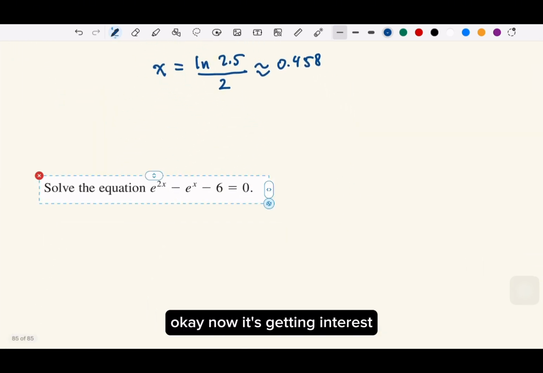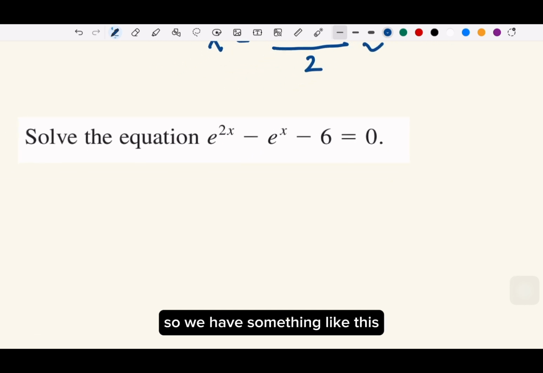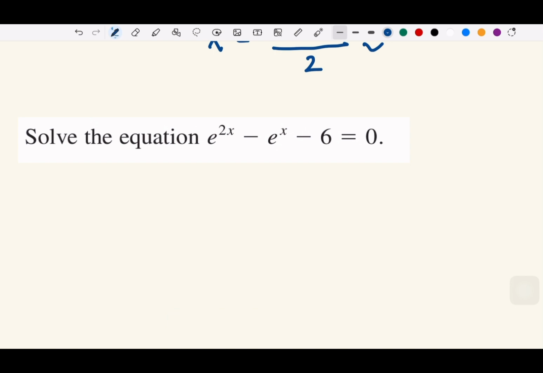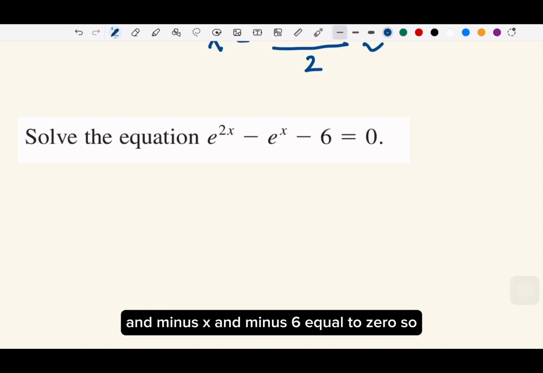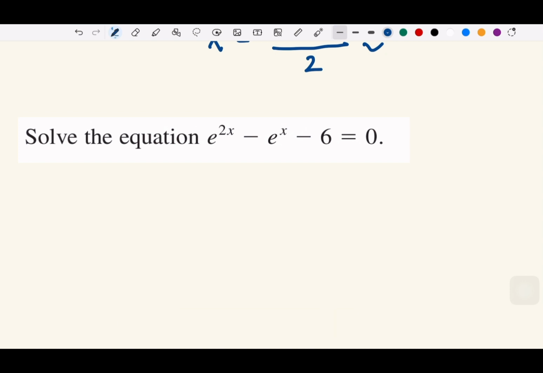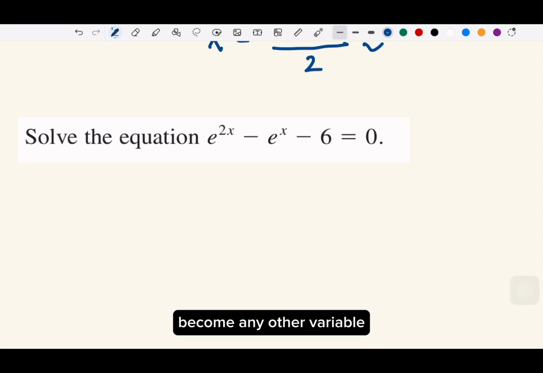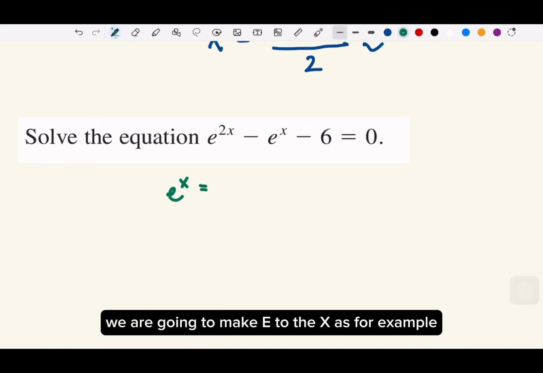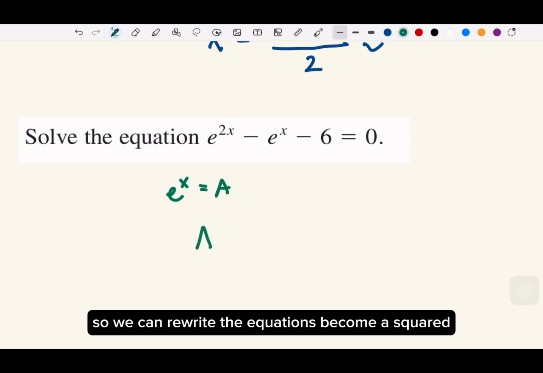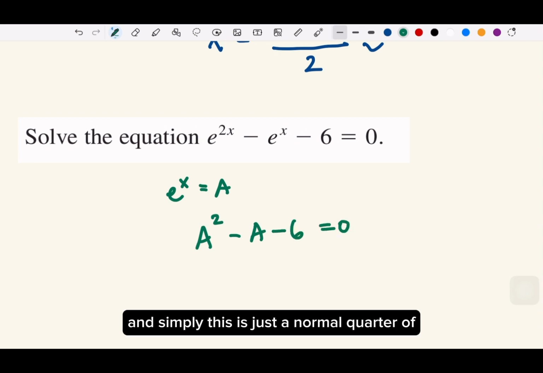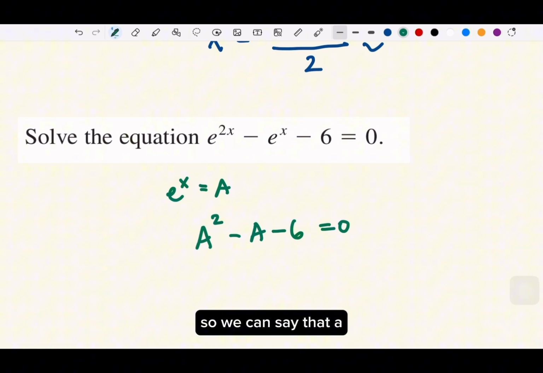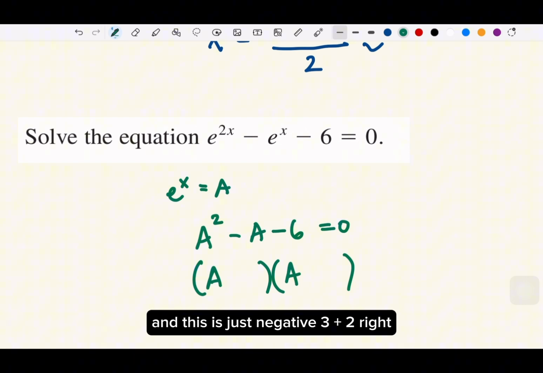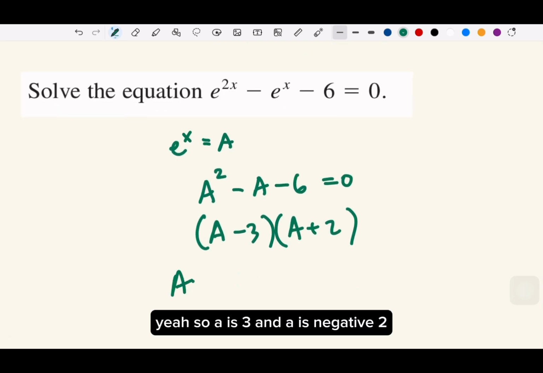Okay, now it's getting more interesting. So we have e to the power of 2x, minus e to the x, minus 6 equals 0. So how do we get into this? Letting the e become another variable is sometimes helpful. For example, this is e with 2x, this is e with x. So if we make e to the x, for example, a, we can rewrite the equation as a squared minus a minus 6. And this is just a normal quadratic equation that you can solve easily. So a is 3 and a is negative 2.